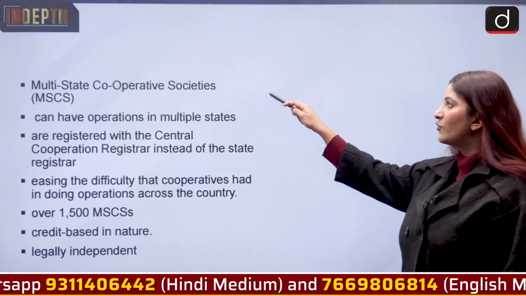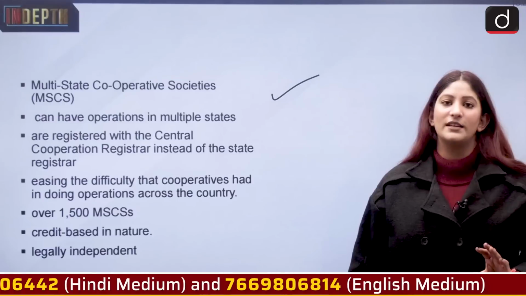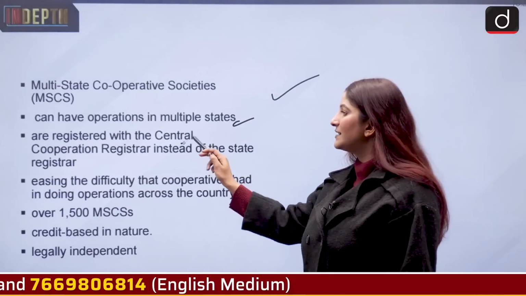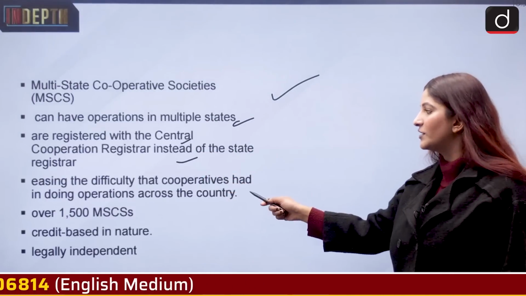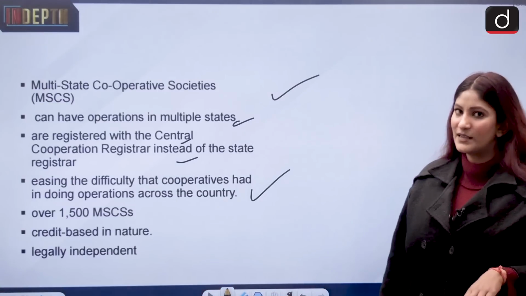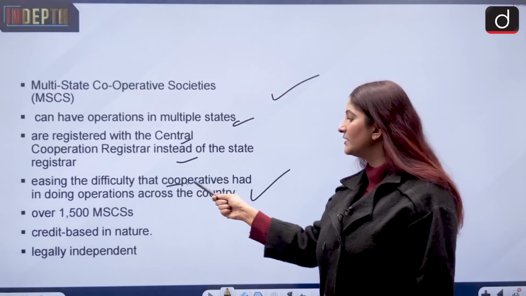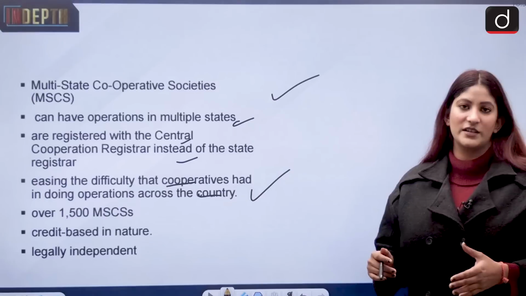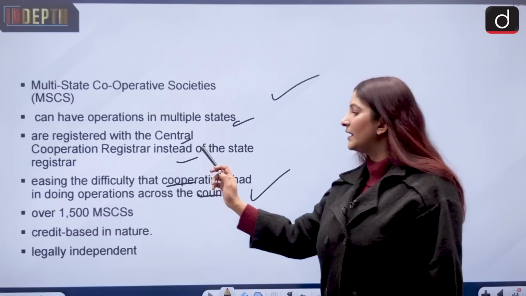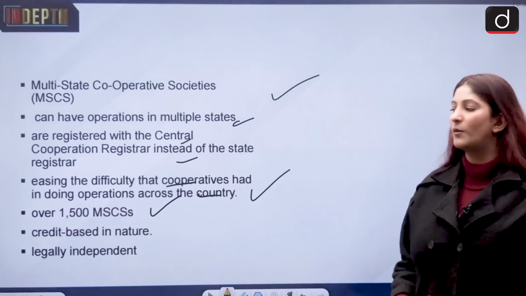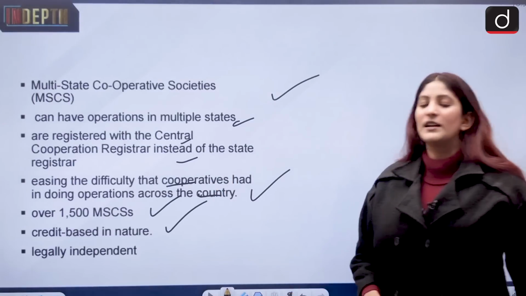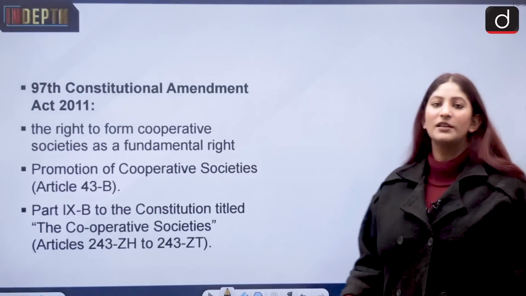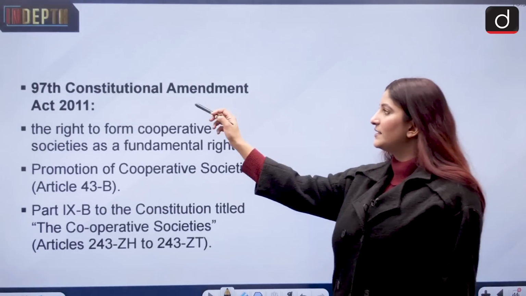When it comes to multi-state cooperative societies, they are, of course, cooperative, but they can work in different states, and they are registered with the Central Registrar rather than the state registrar. The basic concept of multi-state cooperatives is that it wants to ease the difficulty that cooperatives had in doing operations across the country, so that they do not remain restricted to only one state. There are currently over 1500 multi-state cooperatives in the country, and they generally work on a credit-based nature. They are legally independent.